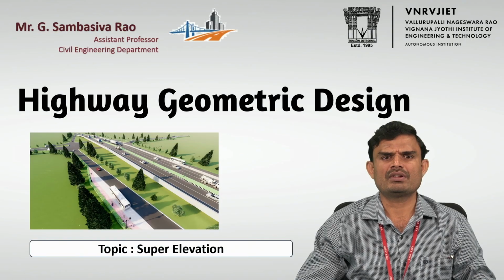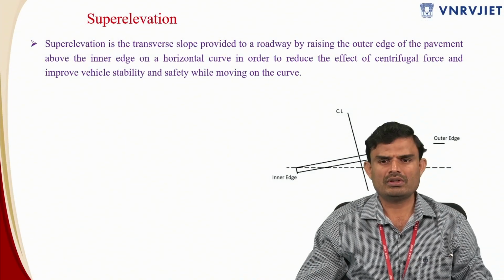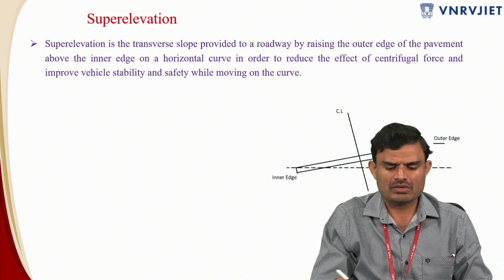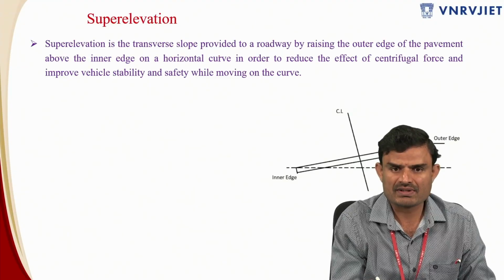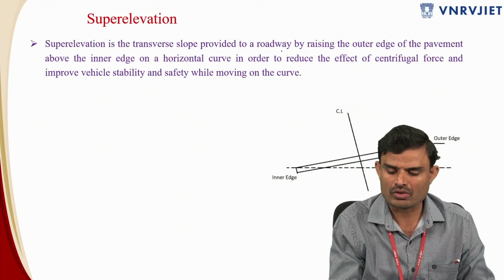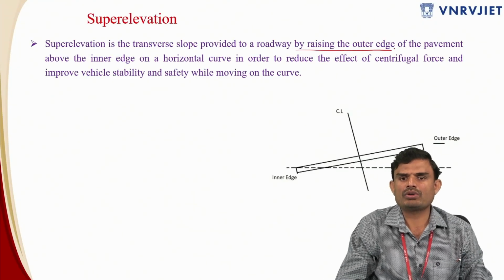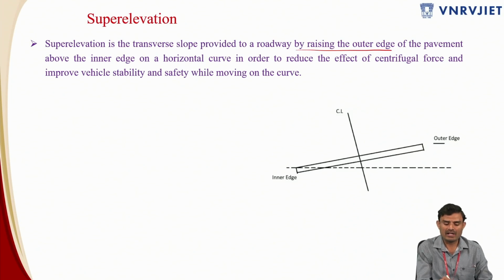As a part of the series, the topic of discussion for today will be superelevation. If you look into the definition of superelevation, it is nothing but the transverse slope provided to a roadway by raising the outer edge of the pavement above the inner edge on a horizontal curve.